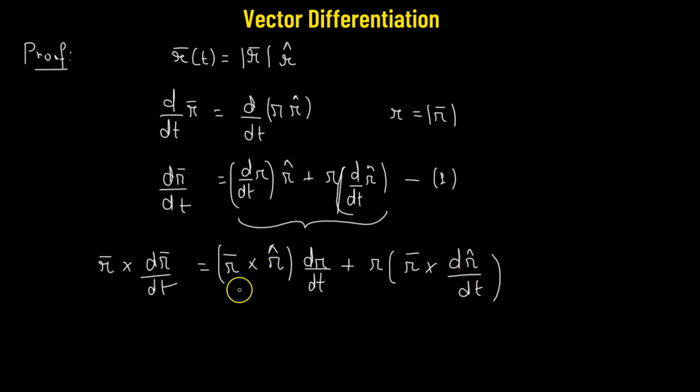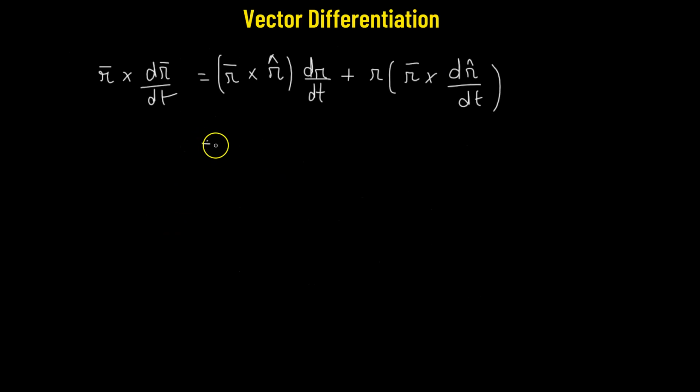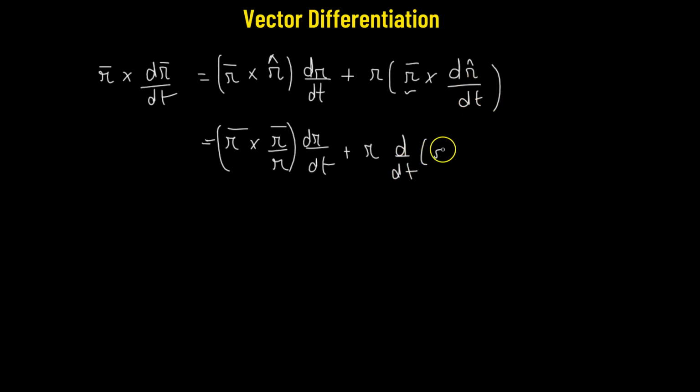Right. Now r cap, as we started out with this definition, will be r vector divided by r. Let's replace it here. So we get r vector crossed with, since we have the unit vector, the vector r divided by its magnitude r, times dr over dt, plus r times, here we can take the vector r within the derivative, so this can also be represented as d/dt of r vector crossed with r cap. Here r vector crossed with r vector, by definition, goes to 0. So we have 0 divided by r times dr over dt plus r times.